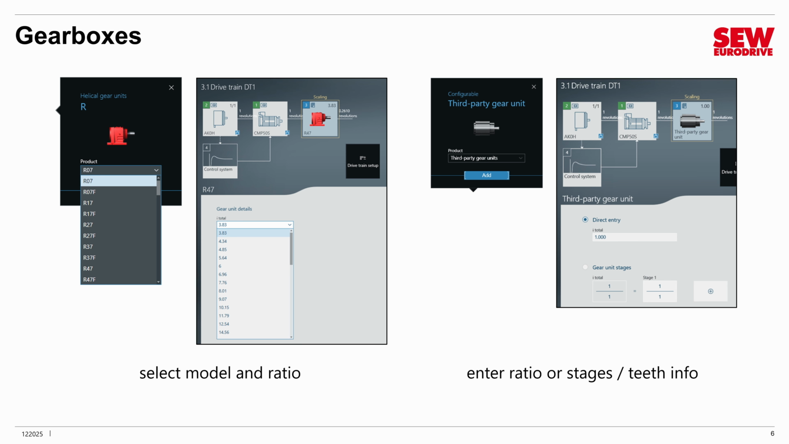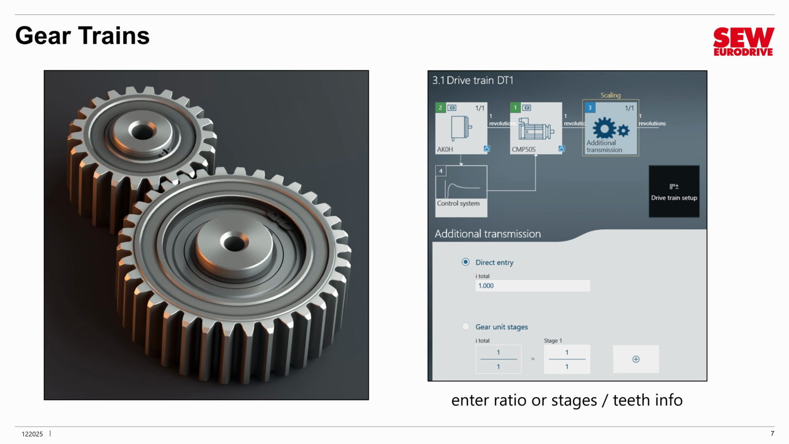But if you're using somebody else's gearbox, then you can add the third-party gear unit. You can either enter the ratio as a decimal number, or if you wish, you can enter the gear ratio by entering the number of teeth on the individual stages. By default, there's just one stage, but if you need additional stages, just click the plus button and you can add more of them. If you add a gear train, you enter it much the same way, either directly as a decimal fraction to indicate the ratio, or you can enter the teeth information in a standard fraction format.